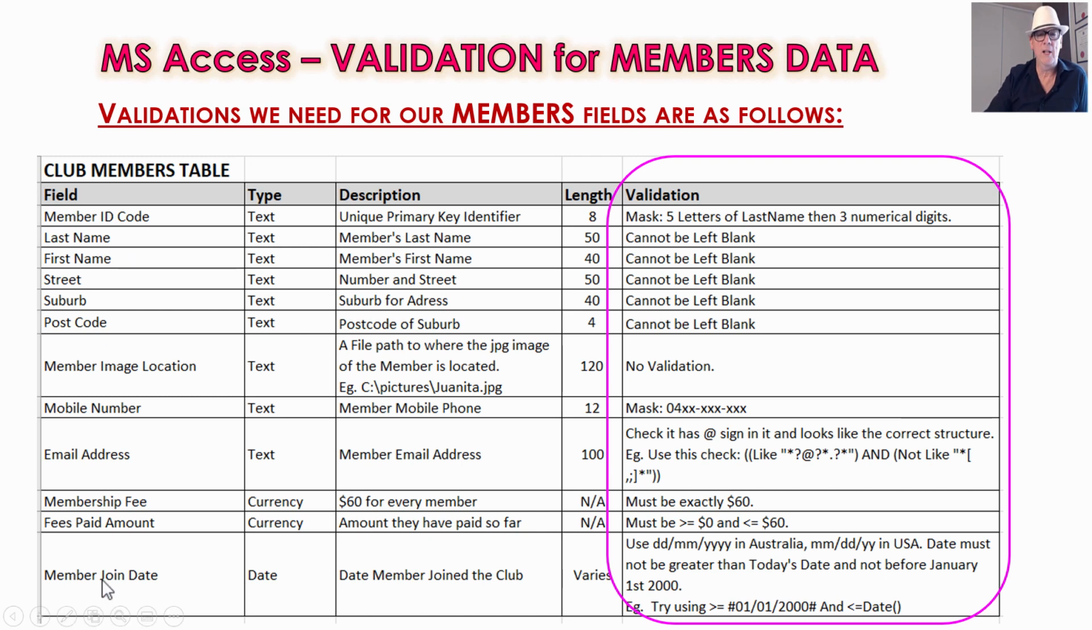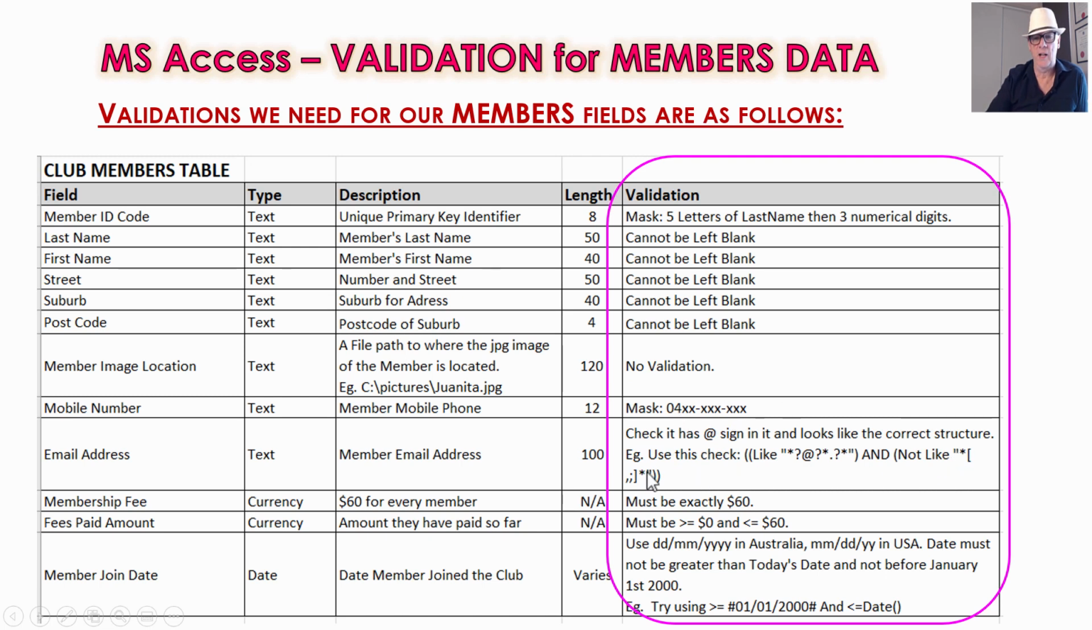All right, so we've got all these fields here. Now we want to make sure the member ID code, we're going to use a mask, that's later in this lesson, and it needs to be 5 letters of the last name followed by 3 numerical digits. These other ones here cannot be left blank, but there are no special rules for them. We will have a rule for the postcode, which we'll show you later on. No validation on this file path, which we're just leaving blank at the moment. We're going to put a mask on the telephone number, so it puts nice little dashes in it, so it's easy to type in. That'll be late in the lesson.